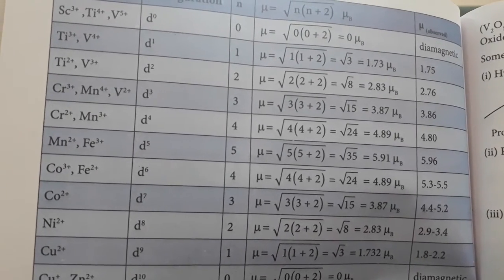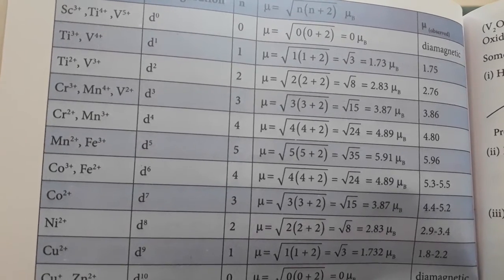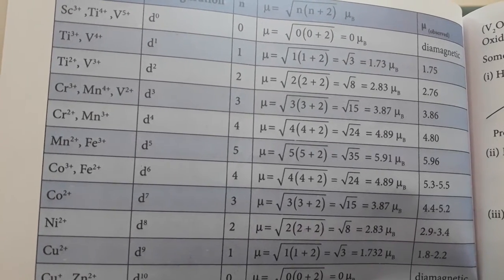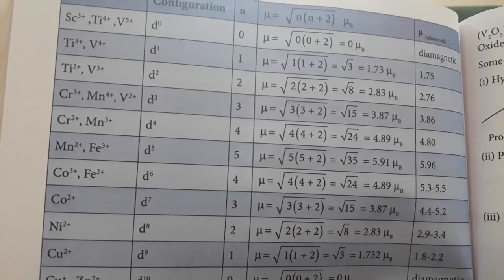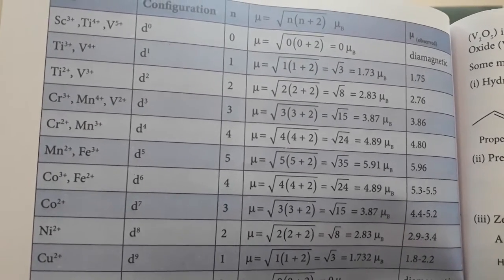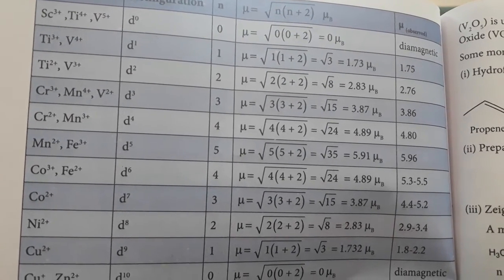இப்போ second பாருங்க, titanium 3 plus, vanadium 4 plus, the configuration is d1. So obviously the number of electrons is 1. So mu value, when substituted, the answer is root 3. The value is 1.73 mu B.